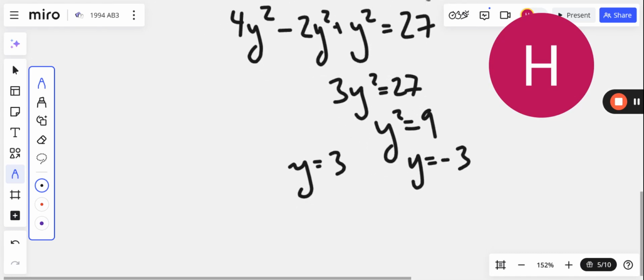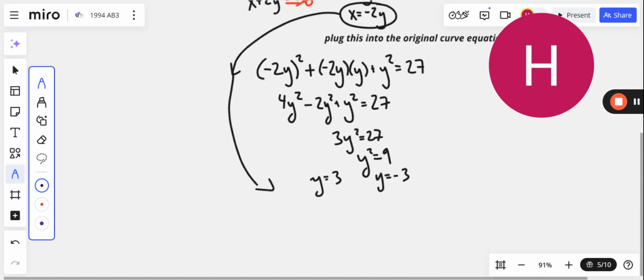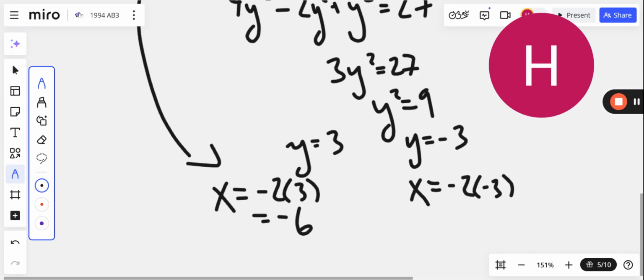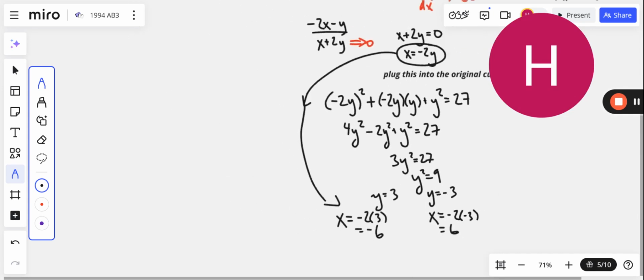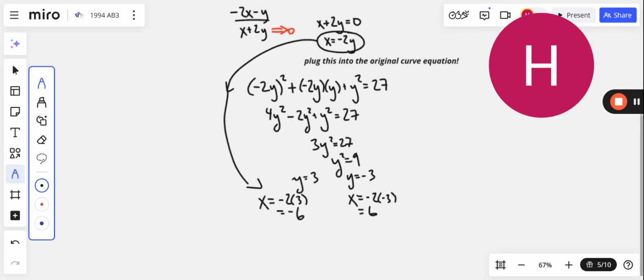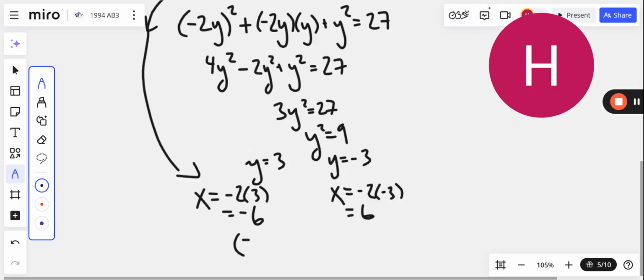Now, these points have x values that go with them. So we need to plug into this substitution equation that x equals negative 2y. So in this case, x equals negative 2 times 3, which is negative 6. And in this case, x equals negative 2 times negative 3, which means x equals 6. So the points on the curve where this tangent line is vertical are negative 6 comma 3 and positive 6 comma negative 3. These have vertical tangent lines.